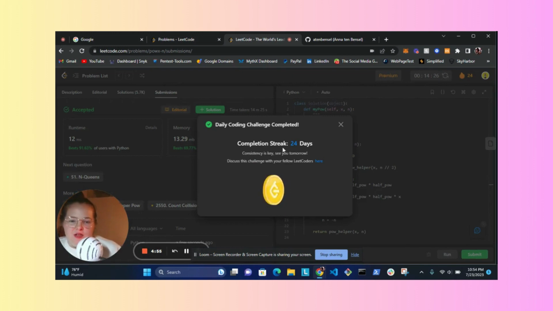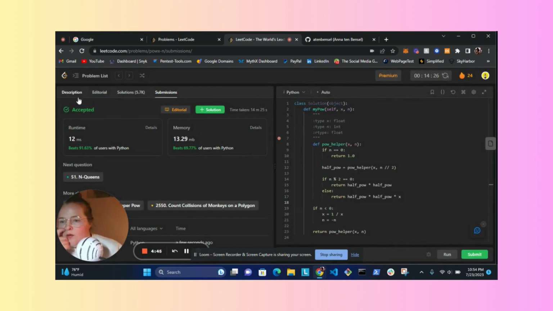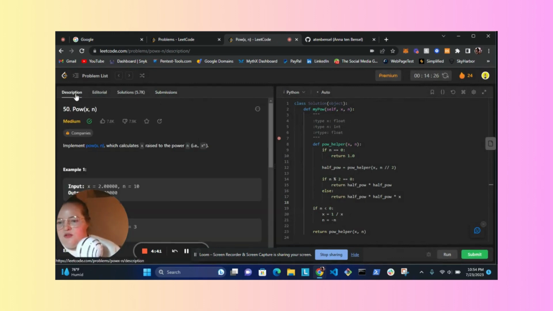I am on day 24 of the July LeetCode challenge, where I solve every single one of these answers in Python. And here we are. So we are on day 24, which was question 50, Pow. I'm not going to go over the question here just because I'm shortened to about 5 minutes of time to go over my solution, but I wanted to show you all.